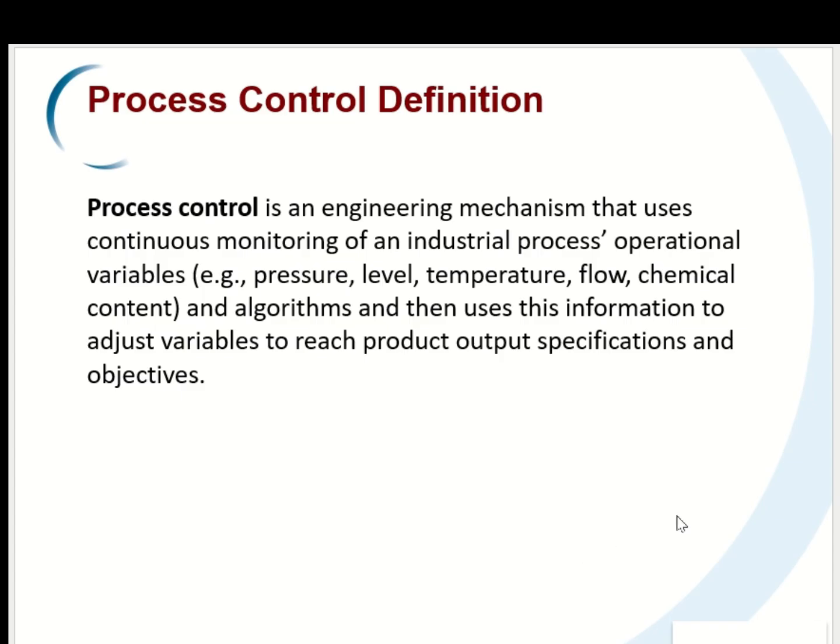So the process control definition is what it is. Process control is an engineering mechanism that uses continuous monitoring of an industrial process operation variable, that is pressure, level, temperature, flow, chemical content. Mostly pressure, level, temperature, flow are quite common ones, and algorithms, and then uses this information to adjust variables to reach product output specification and objective. So that's the definition of process control.